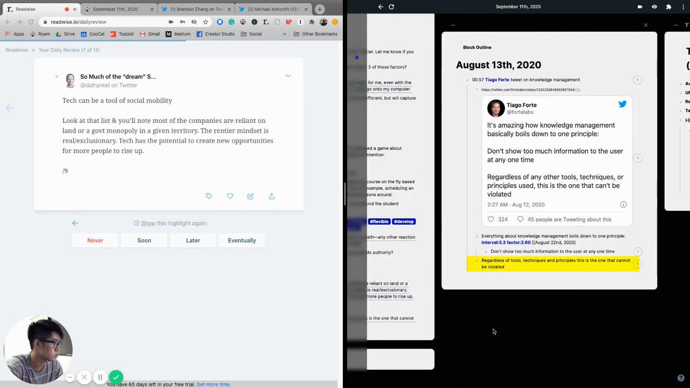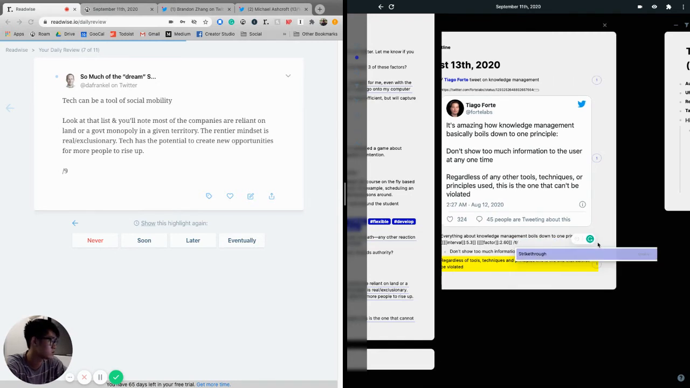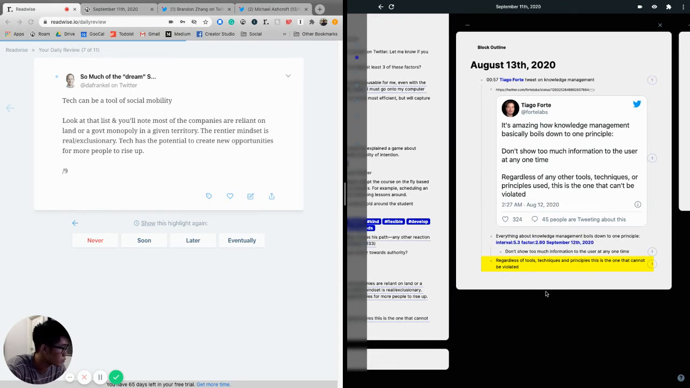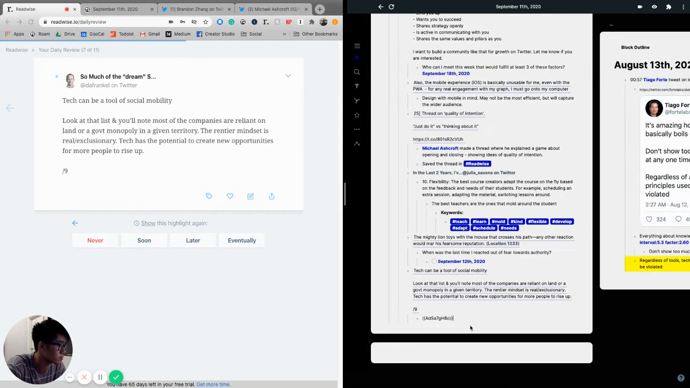Everything about knowledge management boils down to one principle: don't show too much information to a user at any one time. Oh, well, this was this kind of pages called regardless of tools, techniques, this one that cannot be violated. Don't show too much information to a user at any one time.